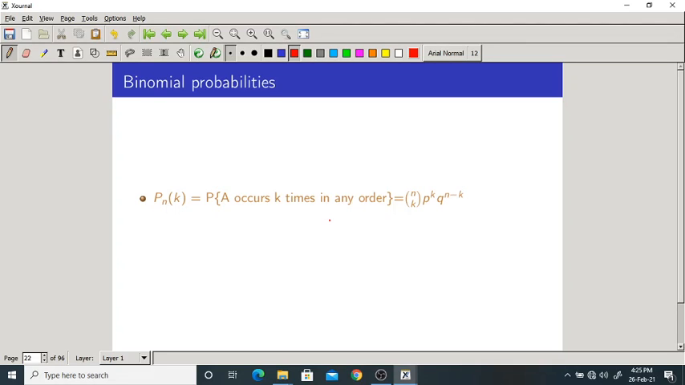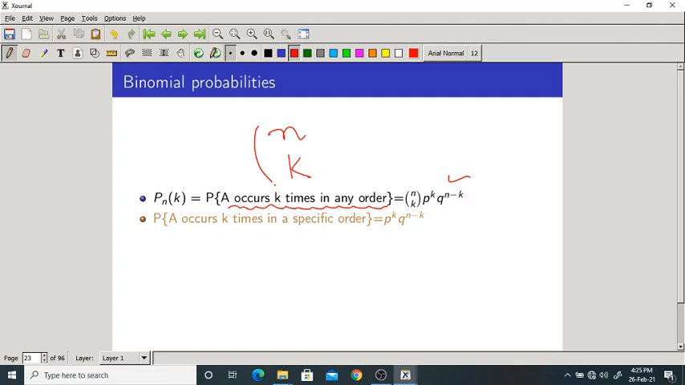Now this is one more way of writing. I told you already, binomial probability means nCk, p power k, q power n minus k. If in any order, you write nCk p power k q power n minus k. I told you already nk is also the same as nCk. Please remember, this is a notation. If in a specific order, it means p power k, q power n minus k. Okay, so let us solve one problem.